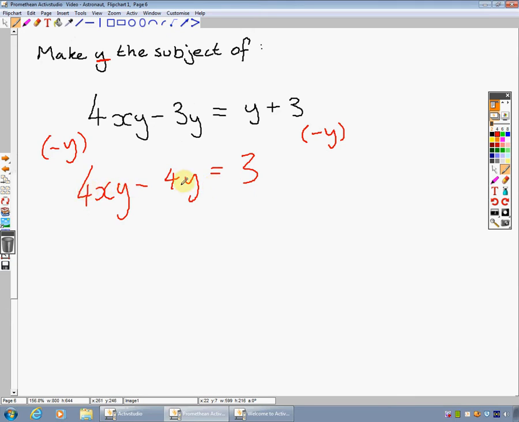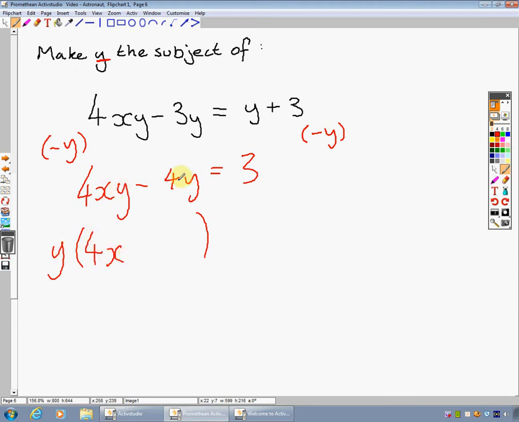Even if we took 4y out as a common factor now, we're only going to have to divide it all by 4 later, so we might as well just leave it in. So I'm going to take y out as my common factor. What do I times y by to get 4xy? It's going to be 4x. What do I times y by to get minus 4y? That's minus 4. That still equals 3.